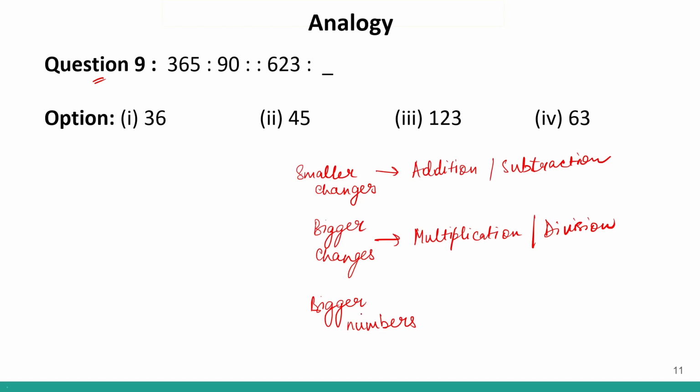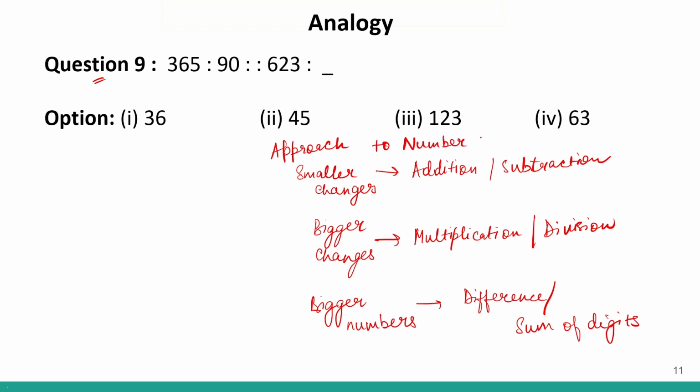If you see very big numbers like 4-digit numbers, then we assume that it is either addition or subtraction. There is a difference between numbers. The logic is of difference, or it is sum of digits. So this should basically be the approach to number analogy. Whenever you get questions on number analogy, you should follow this approach.